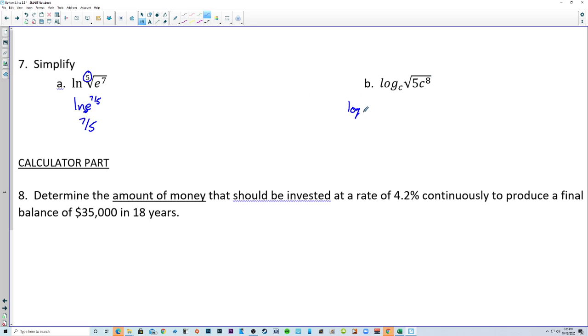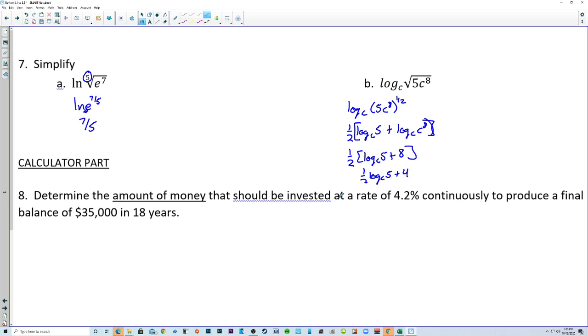This one over here, we have log base c of 5c to the 8th to the 1/2. Square root, 1/2, same thing. So we bring the 1/2 down in front. We have log base c of, let's do it like this. We're going to bring it down in front, but then we're going to go log base c of 5 plus log base c of c to the 8th. And we have 1/2 log base c of 5 plus 8, because those are the same bases. So we can write 1/2 log base c of 5 plus 4.